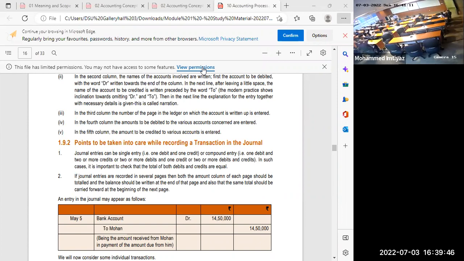Bank account debit to bank's loan account. Your bank balance increases, and one more new account is created. That's a loan account. How much? 1 lakh. Over. Being bank loan raised, 1 lakh.